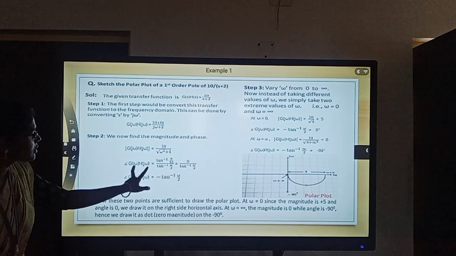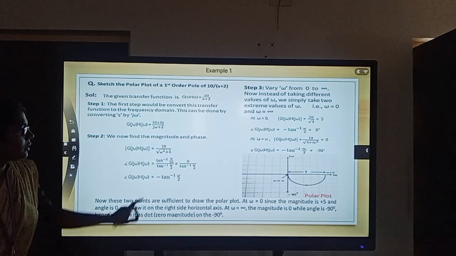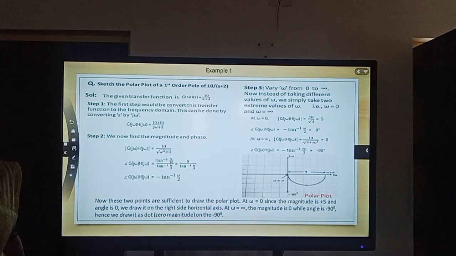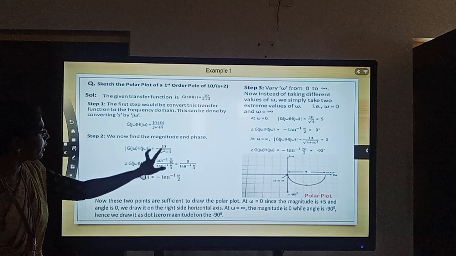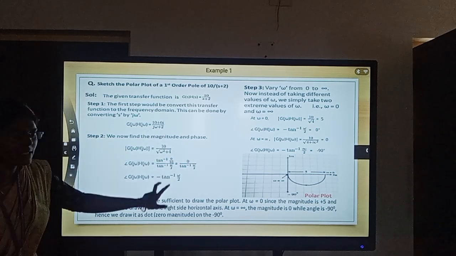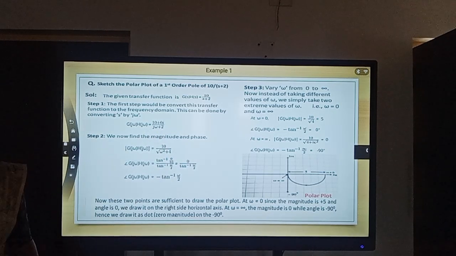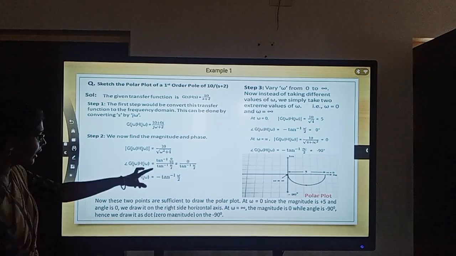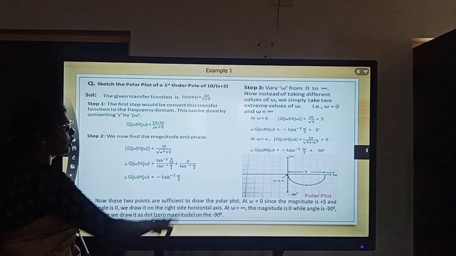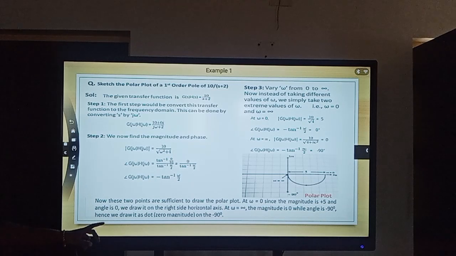Next, for the angle: for the numerator, the angle is 0 since it is a constant 10. For the denominator, 2 plus j omega, we take it as tan inverse of omega by 2. If I take this denominator to the other side, it becomes minus tan inverse of omega by 2. Now we know the limits. What is the limit for omega? 0, that is one corner frequency, and the other is infinity.